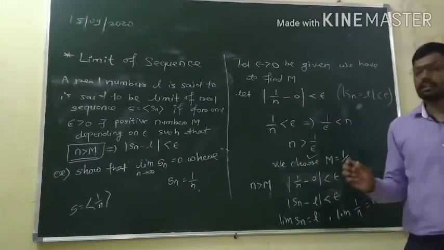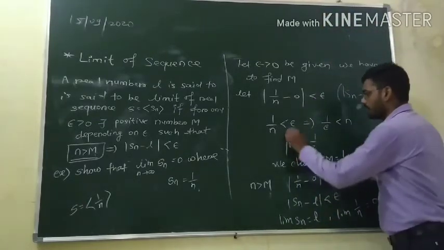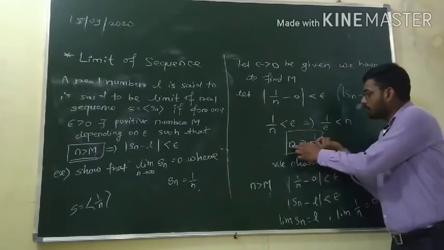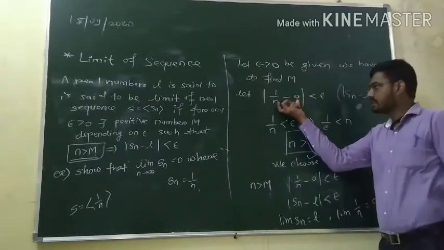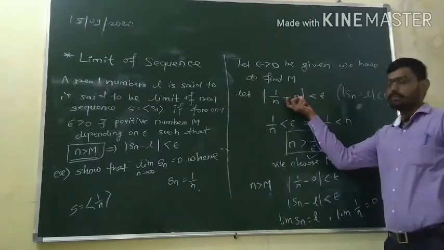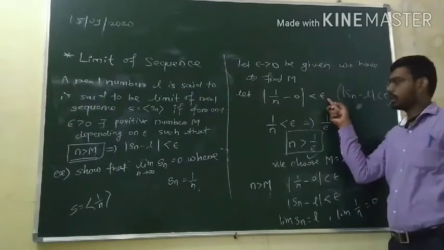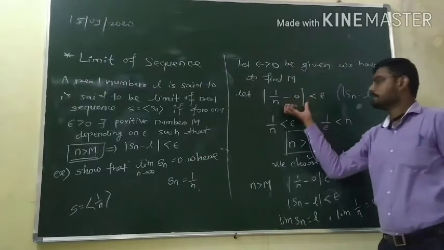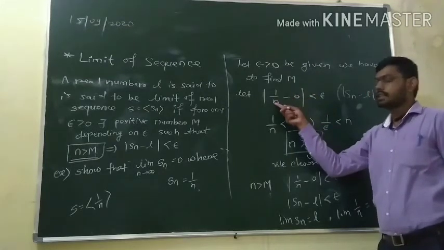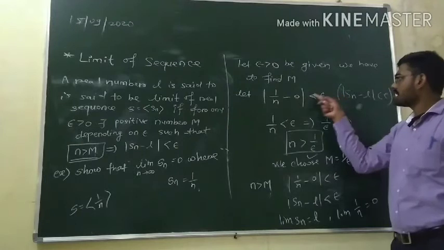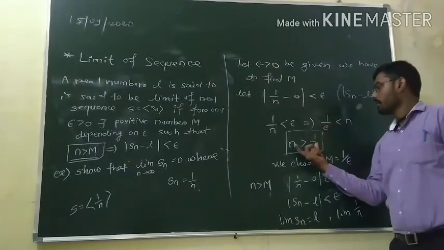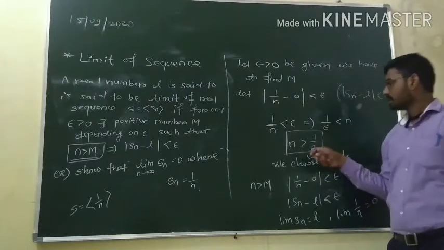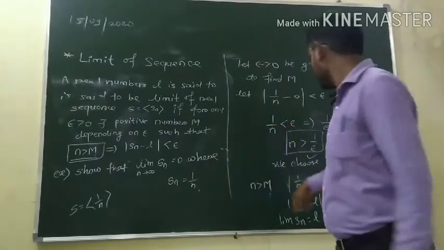So the only thing here is to find the value of m. You have to find a number such that whenever n is greater than that number, the difference between the n-th term and the limit 0 must be less than epsilon. So for that purpose, directly take the difference between the sequence and the limit and consider it less than epsilon. Using this, we find the value of m. Using this m, we say the sequence has a limit, and here it is 0.